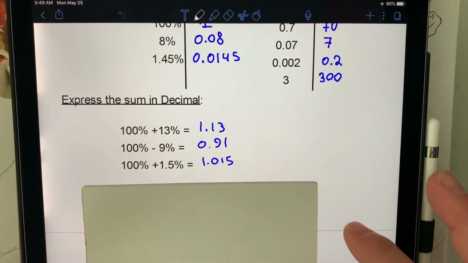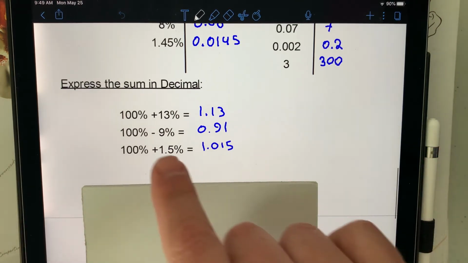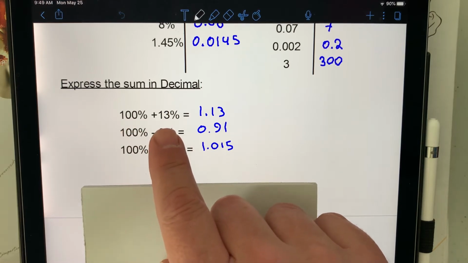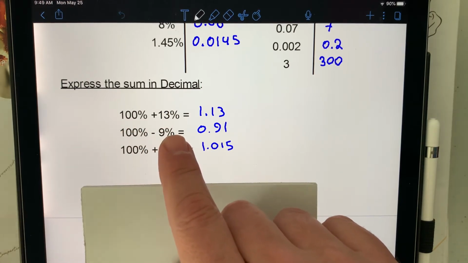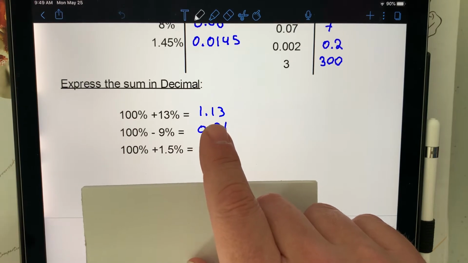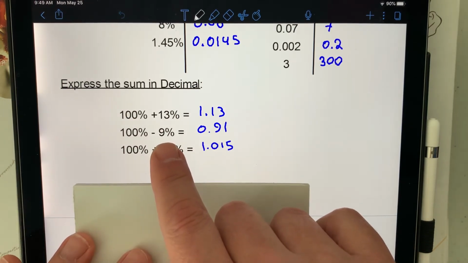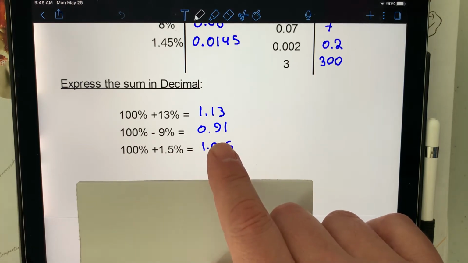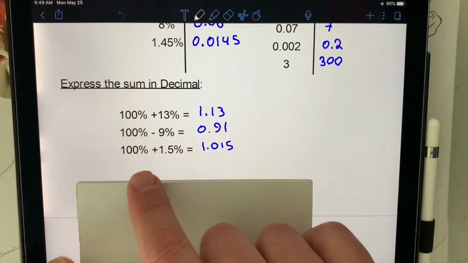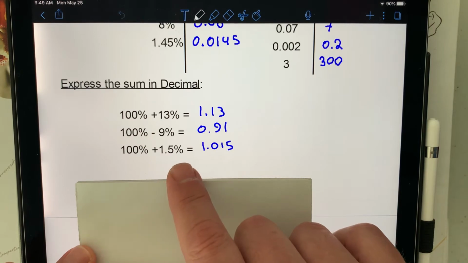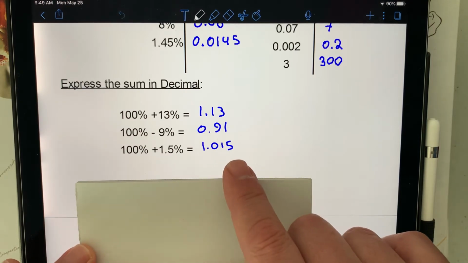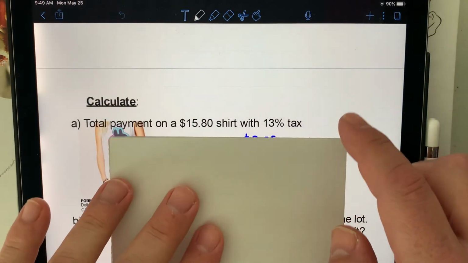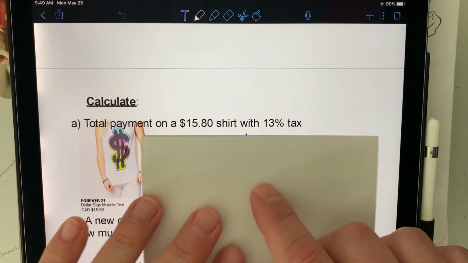And the part of that it makes things easier for us is when you say, okay, there's an increase of 13%, it's 100% plus 13%. I really have like 113%, which means it's 1.13. If it's a discount of 9%, well, I started 100%, and I dropped 9%, well, I got 91%, and that's 0.91. And if I have 1.5% increase, well, that's 1.015 in decimal.